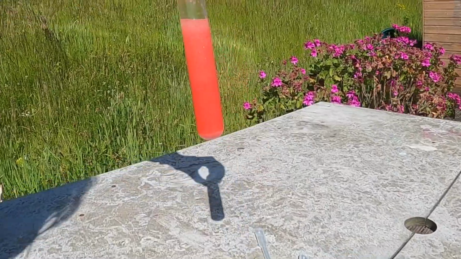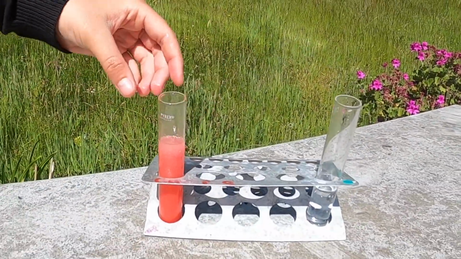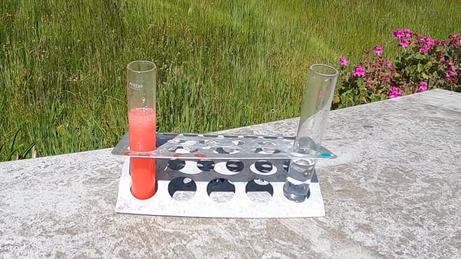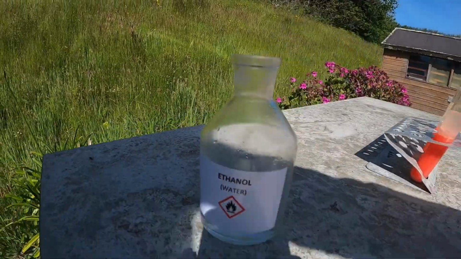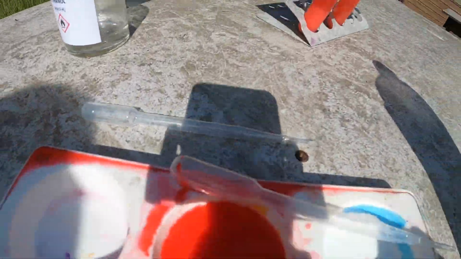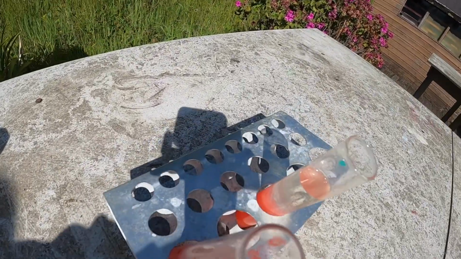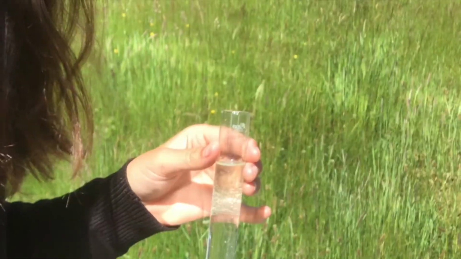So today we are looking at what is in your blood. Here is a model of blood. It's got loads of different stuff in it, all mixed up, and we're going to show you how to make it. So what you will need is some ethanol, some red paint, a test tube rack if you have them, and some vegetable oil, cooking oil.